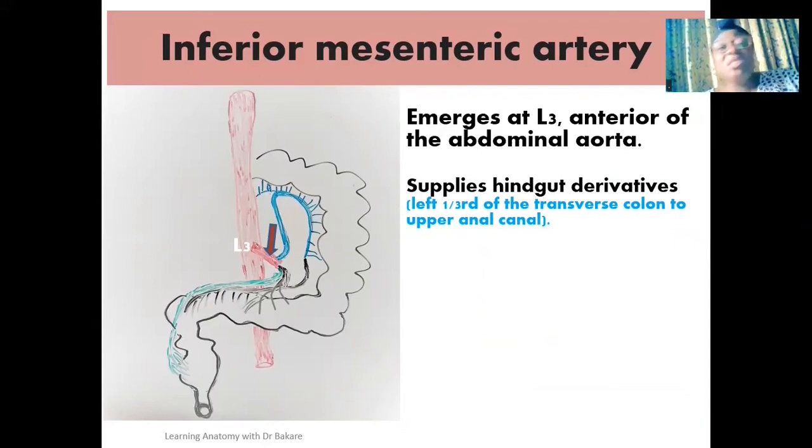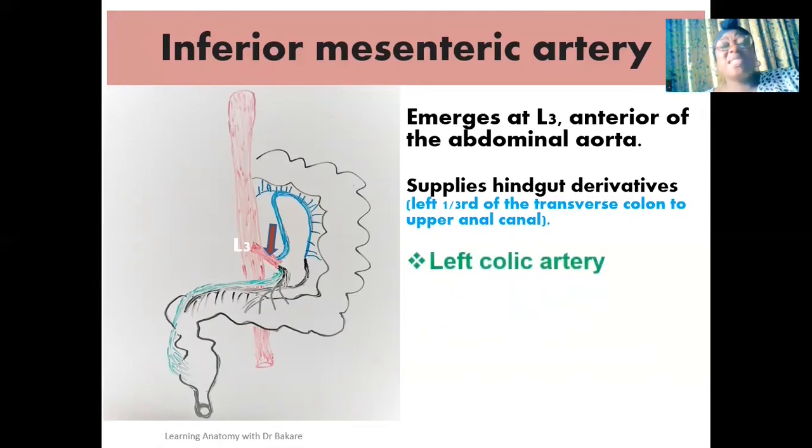It supplies regions of the large intestine that emerge from the hindgut during the developmental process. And this will include the remaining left 1/3 of the transverse colon, the descending colon, the sigmoid colon, the rectum, and also the anal canal. So these terminal regions are supplied by branches from the inferior mesenteric artery. So let's see the branches that emerge from the inferior mesenteric artery and how they go to supply the different terminal regions of the large intestine.